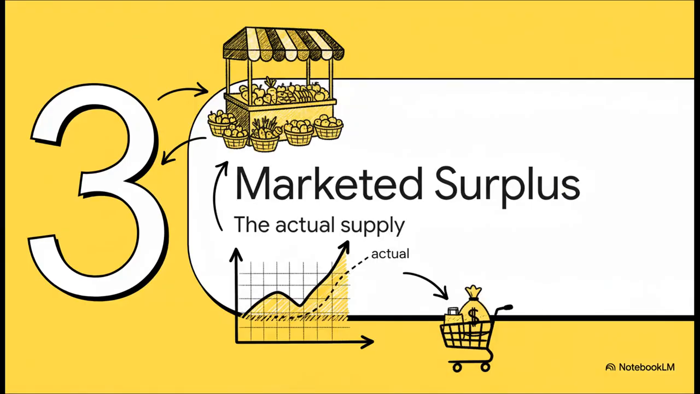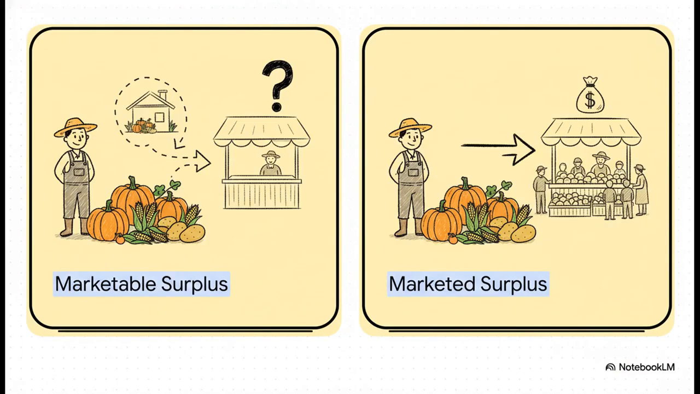Okay, that was marketable. Now for the second type, marketed surplus. And if the keyword for the first one was potential, the keyword here is actual. This isn't about what a farmer could sell, it's about what they actually sell. And this is a great way to see the difference side by side. On one hand, you've got marketable surplus. That's the potential supply, right? The amount that's available to be sold. But on the other hand, you have marketed surplus. That's the actual supply, the amount that really truly gets sold in the market. And sometimes these two numbers can be very different.